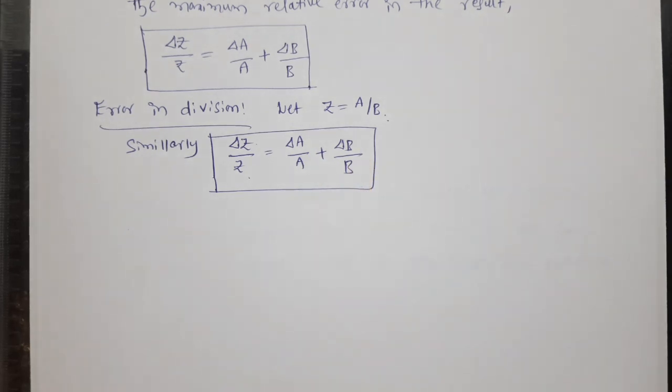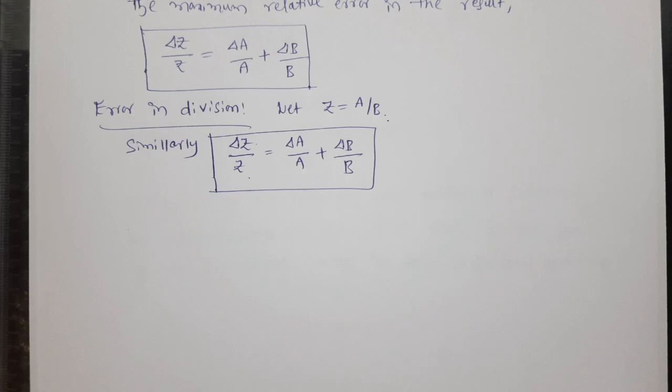So in sum or addition, we have a rule, right? So what is that rule? The maximum possible error in the result is equal to the sum of the absolute errors in the individual quantities, in the case of sum or difference.